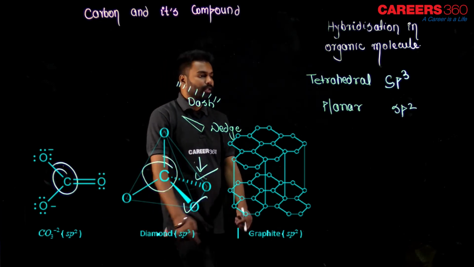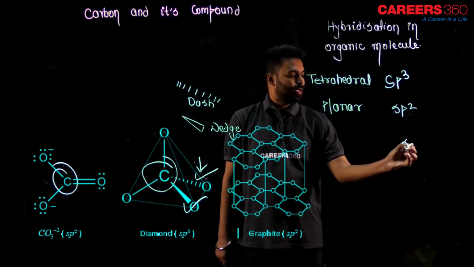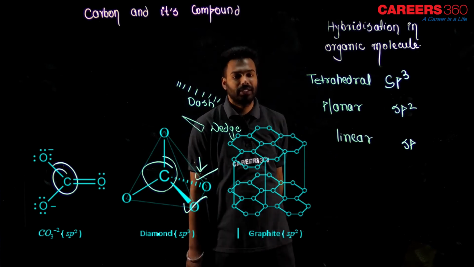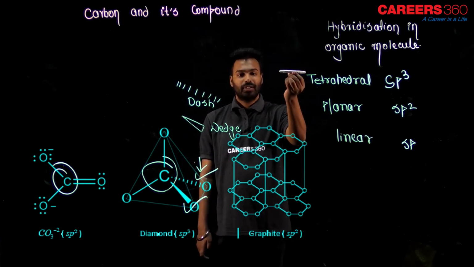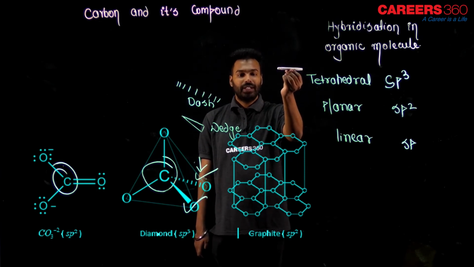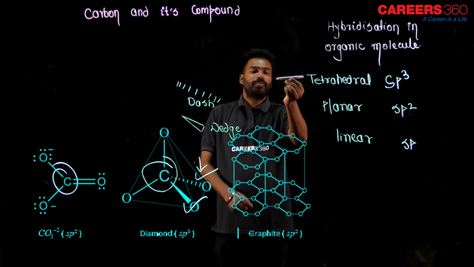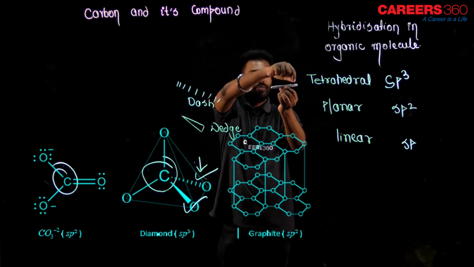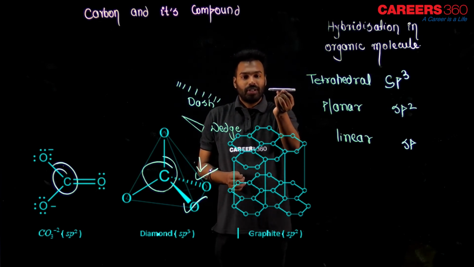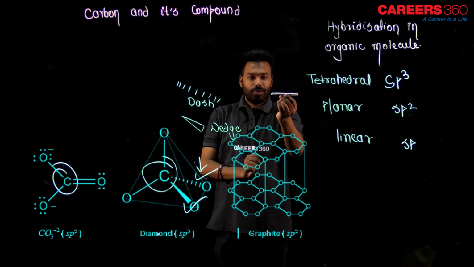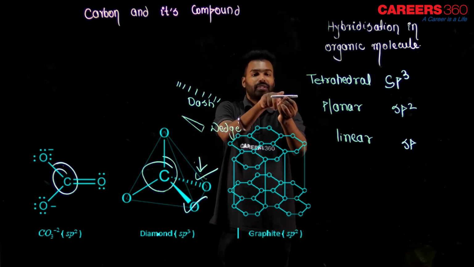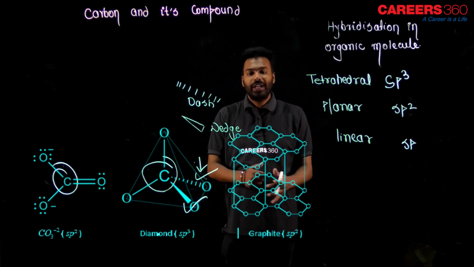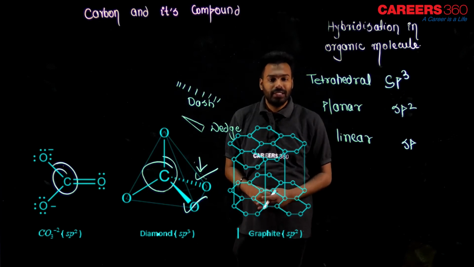sp3 means tetrahedral. One more is there, that is sp. sp means linear geometry. What is the meaning of linear? See, this is a marker. If I put 3 drops of water, suppose the water is steady and not moving, 1 drop, 2 drops, 3 drops, all 3 drops are in one straight line, yes or no? So we say these 3 drops of water are linear. Whenever you find sp hybridization, the geometry is linear.